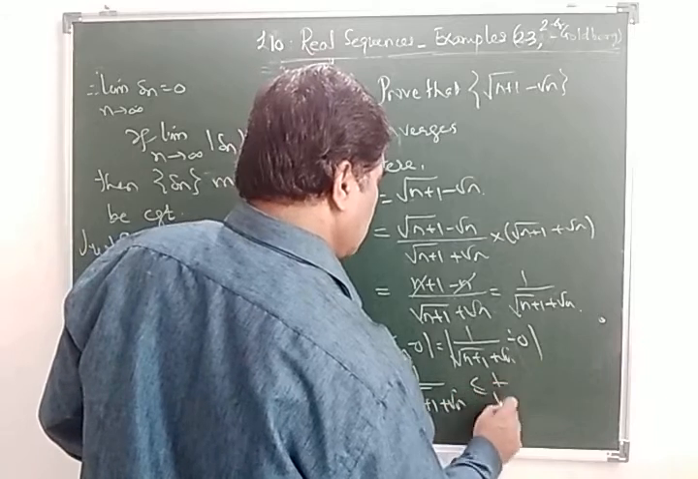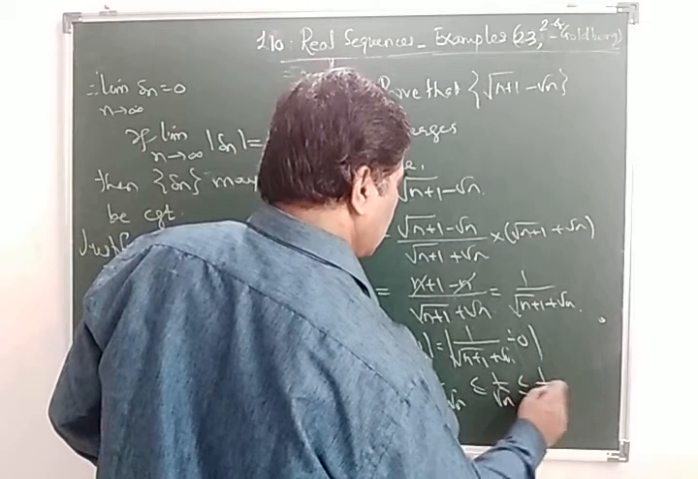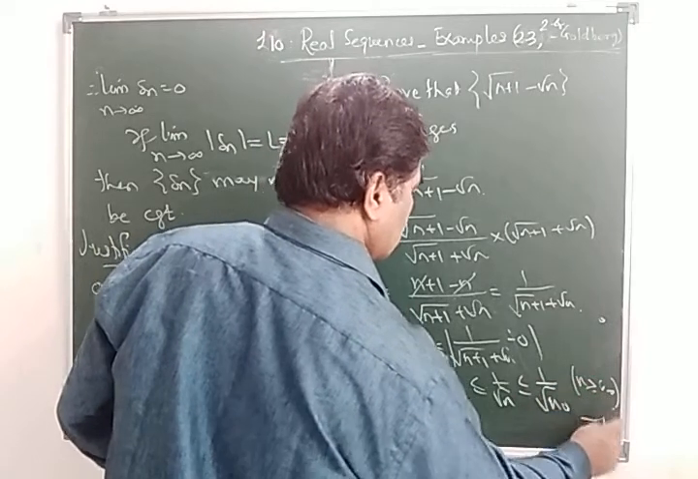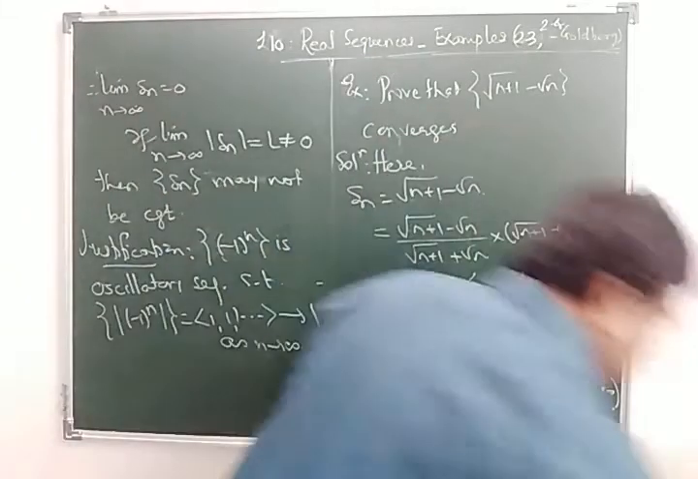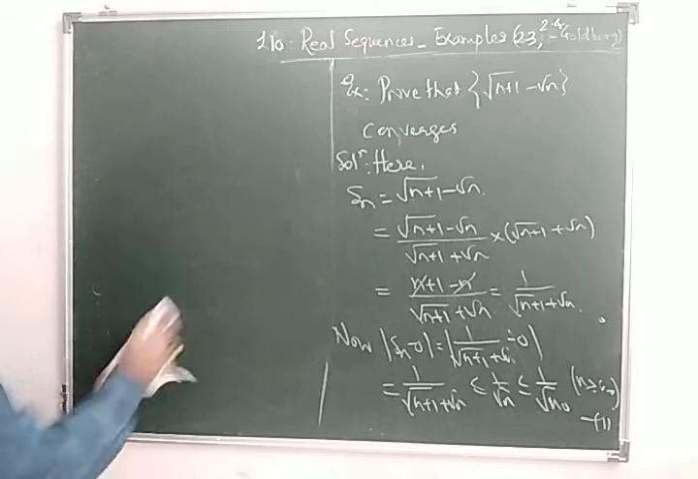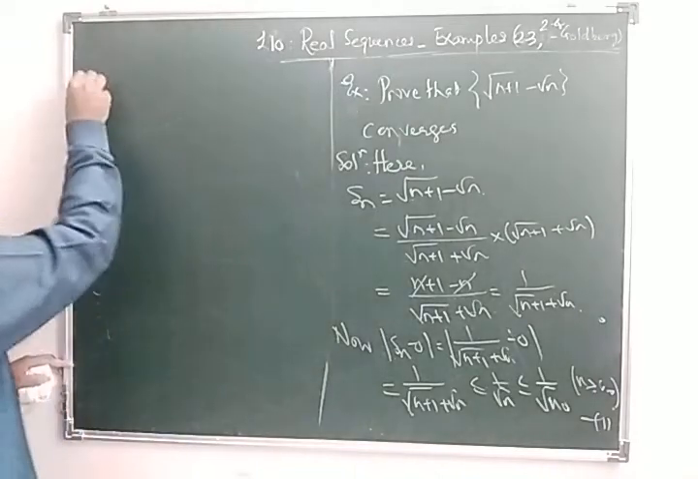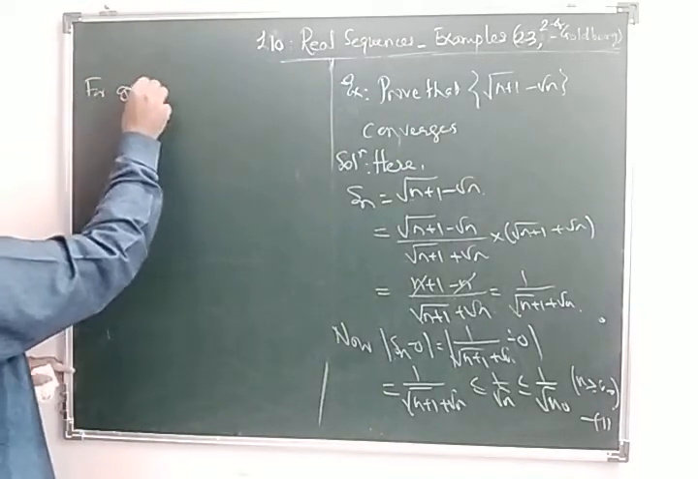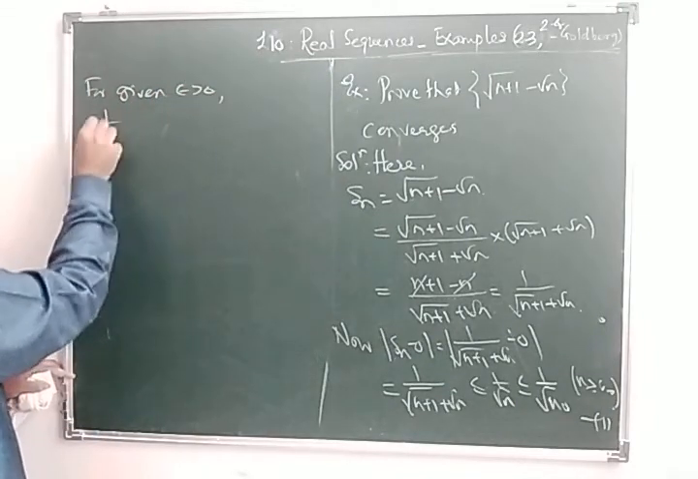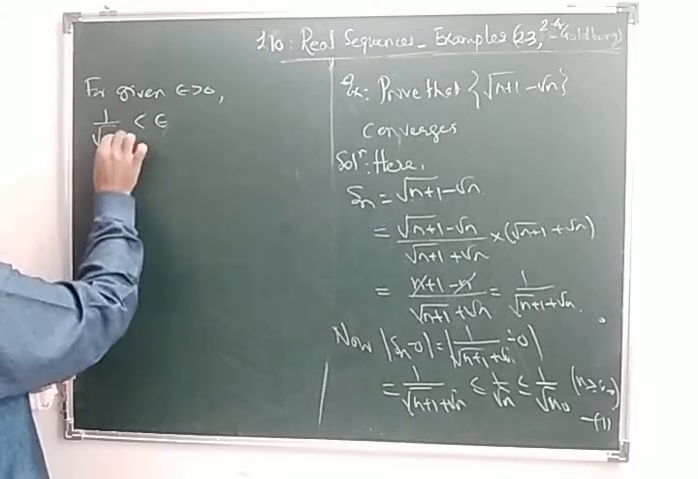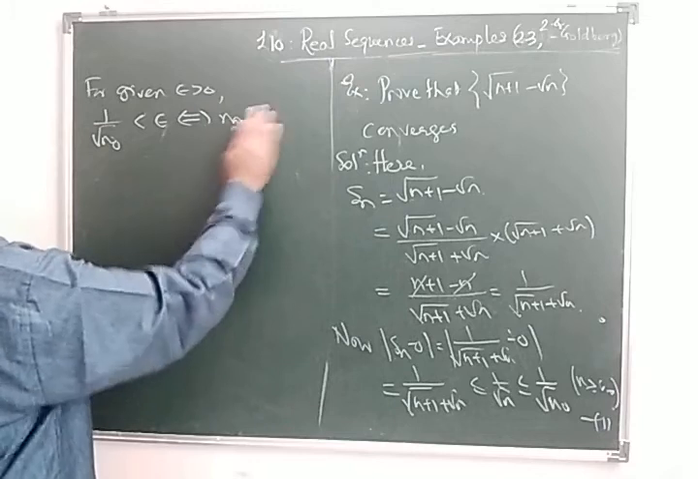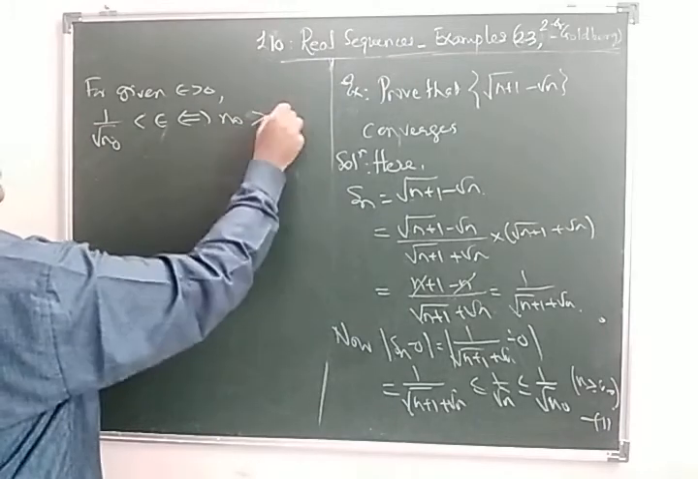This is less than or equal to 1 upon root n, less than or equal to 1 upon root n naught for any n greater equal to n naught. Now 1 upon root n naught is less than epsilon, for given epsilon greater than 0, if and only if n naught is greater than 1 upon epsilon square.